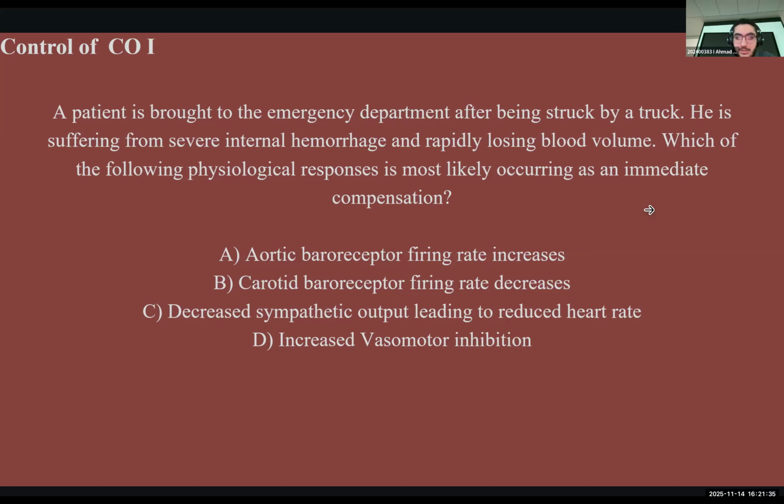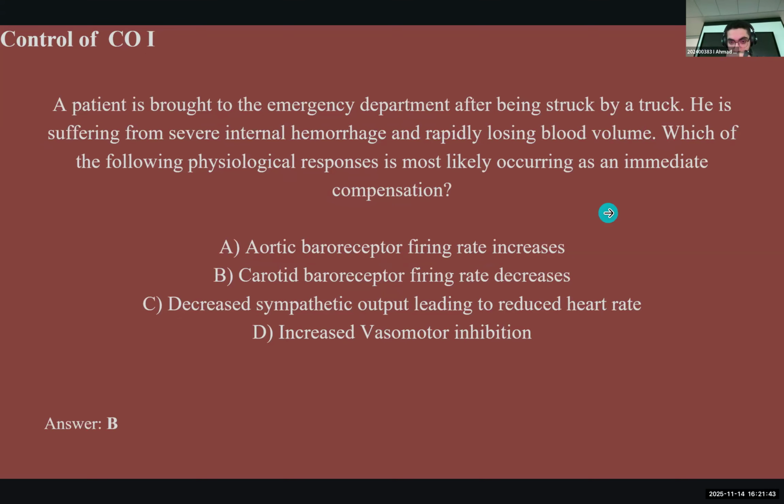So let's see what people answered. Okay. So the answer is actually B. Yeah, carotid baroreceptor firing decreases. Now, why does that happen? Let's analyze the question. A patient is brought into the emergency department after being struck by a truck, suffering from internal hemorrhage. Internal hemorrhage basically means internal bleeding.